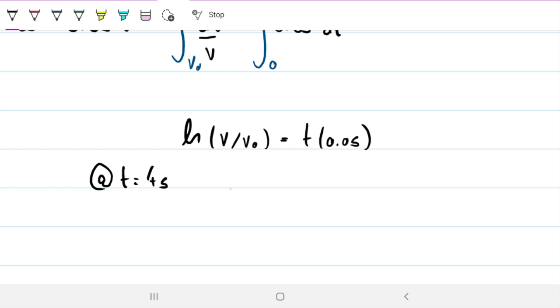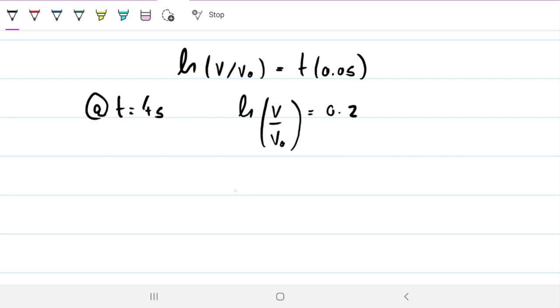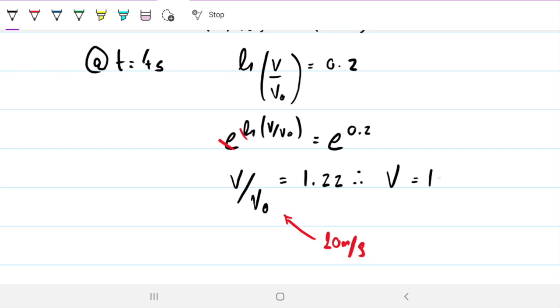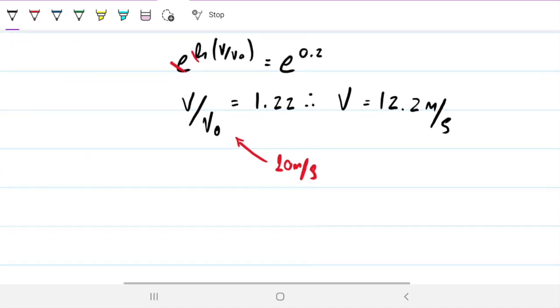All right, so if I sub in here 4 at time equals 4 seconds, my equation becomes natural log of v over v naught has to be equal to 0.05 times 4, which is 0.2. You can take e of both sides, so e of the natural log is just going to go away, and over here I'm going to have e to the 0.2. So that means that my v over my v naught equals 1.22. And my v naught being 10, remember, this is 10 meters per second, means that my v at 4 seconds is 12.2 meters per second.